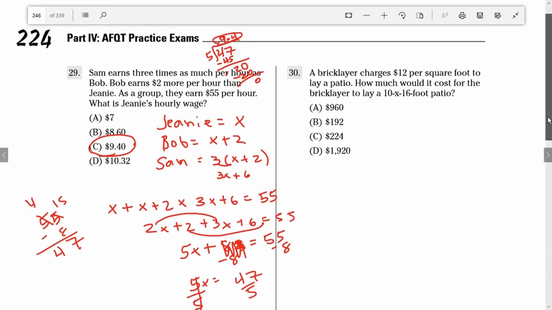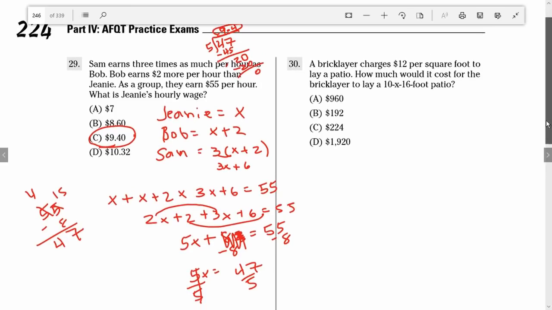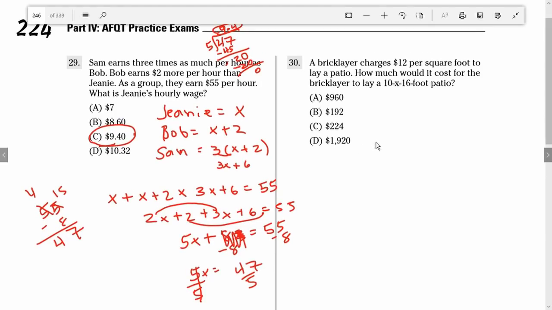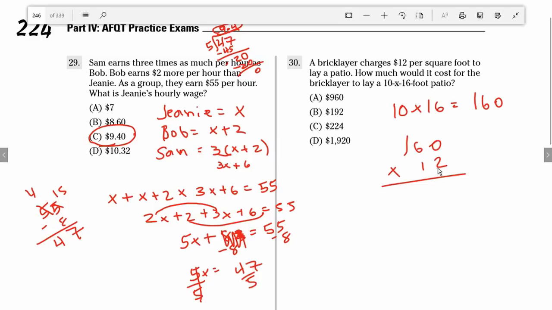Number 30. A bricklayer charges $12 per square foot to lay a patio. How much would it cost for the bricklayer to lay a 10 by 16 foot patio? So again, area of the patio is 10 by 16, or 160 feet squared. So we're going to take 160 multiplied by 12.